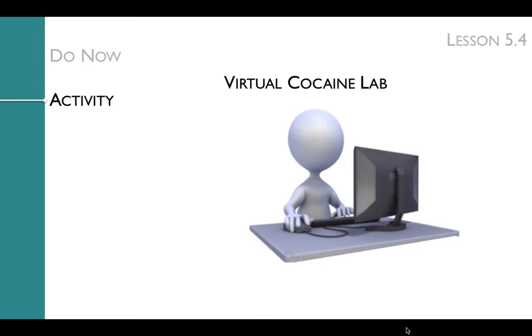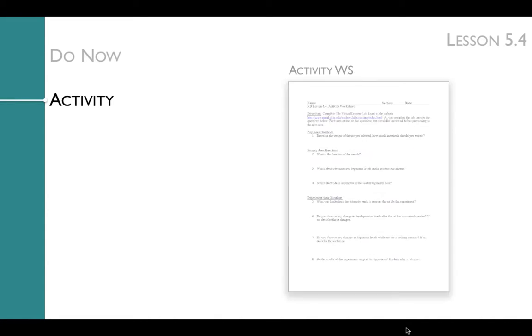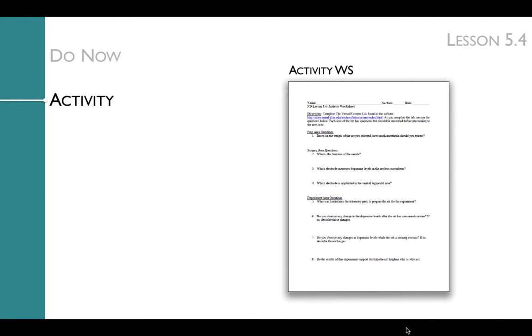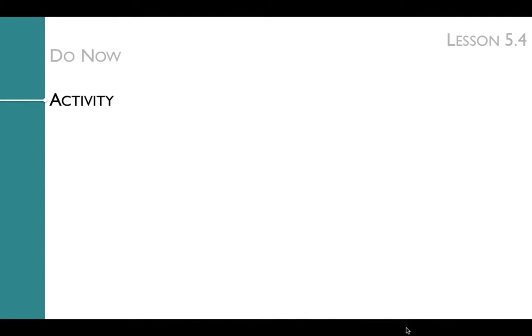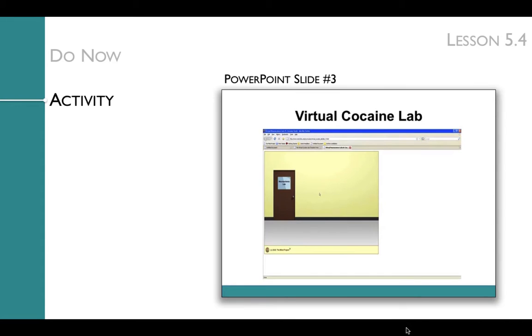In the virtual lab, students will perform the duties of a scientist: read background information, follow lab procedures, prepare a rat for surgery, conduct the experiment, record observations, and then publish the results. To prepare the class for the lab, give each student a copy of the activity worksheet, which will serve as their lab notebook. Then have the class watch the video embedded on slide number 3, which serves as an introduction and an overview to the lab.